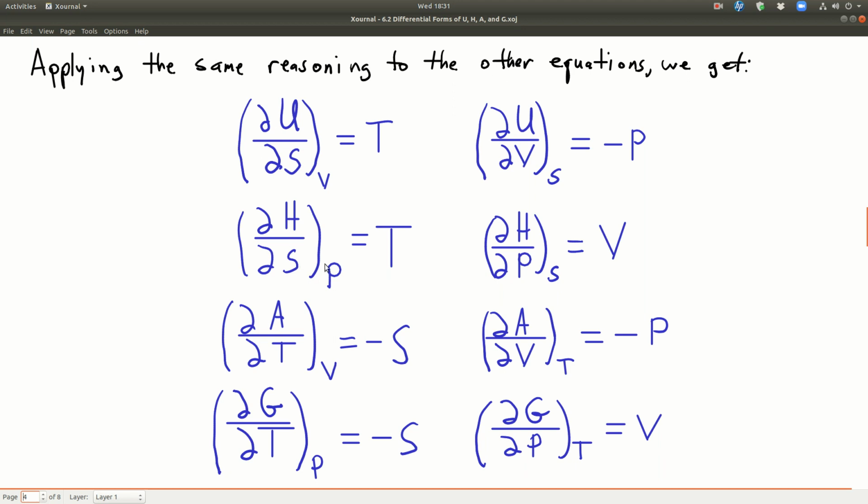Partial H, partial S, at constant P is equal to T. Partial H with respect to P at constant S is equal to V. Partial A with respect to T at constant V is equal to negative S. Partial A with respect to V at constant T is equal to negative P. Partial G with respect to T at constant P is equal to negative S. And partial G with respect to P at constant T is equal to V.